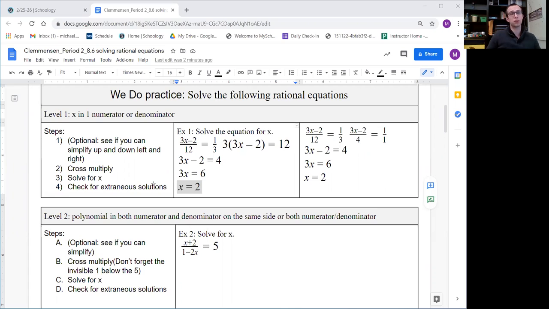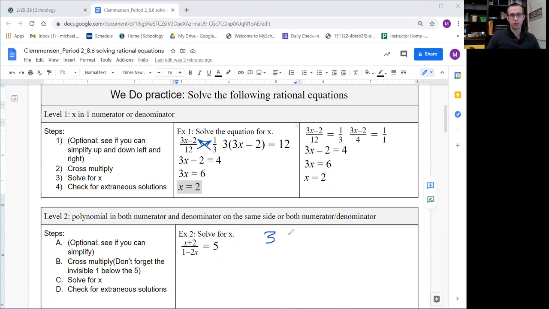When I cross multiply, I multiply denominator by opposite numerator. So 12 times 1, 3 times this. 3 times 3x minus 2 gives me this side, and 12 times 1 gives me this side. Now there's a reason that we do this that's kind of hidden when we cross multiply. Right? I'm going to rewrite this real quick just so everybody can see.